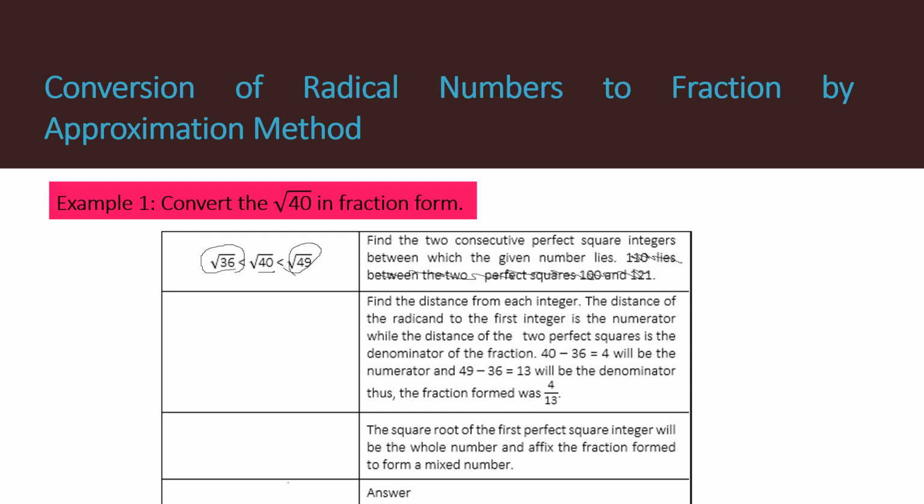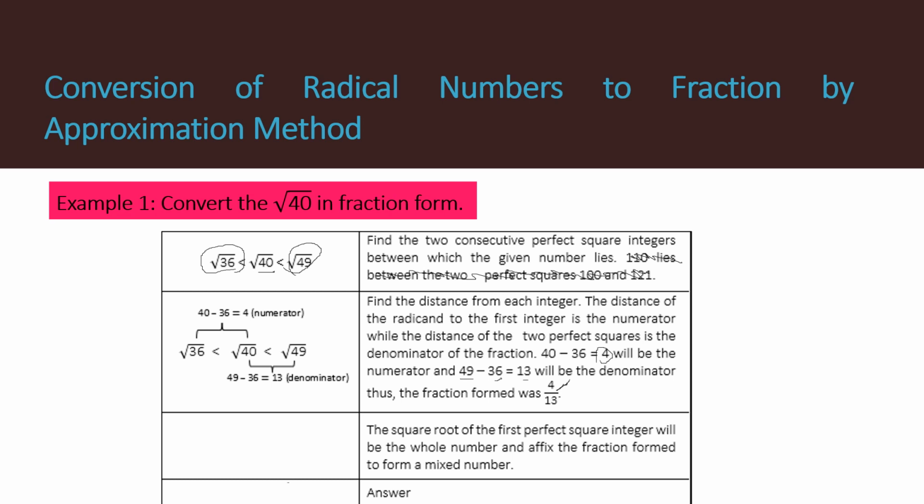When we apply this, we first find the distance between 36 and 40. 40 minus 36 is 4, and 4 will be our numerator. So here is our fraction. And the next, the distance of the two perfect squares, which are 36 and 49. When we subtract 49 minus 36, we obtain 13, and that will be the denominator. So we have 4 over 13.